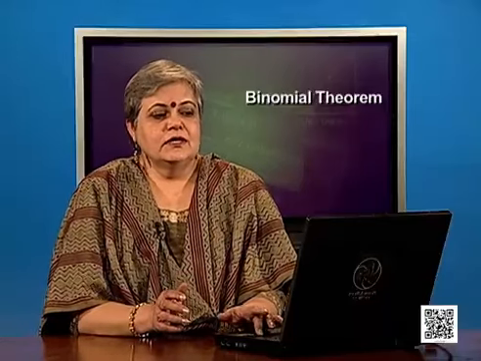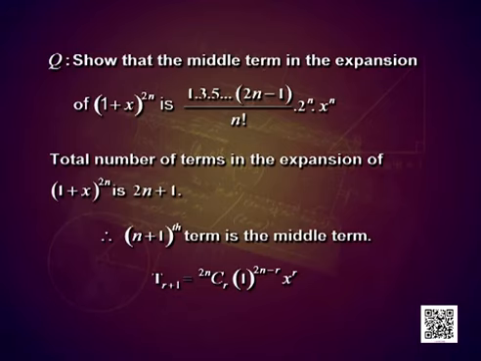We have of course T r plus 1, which is 2nCr, 1 to the power 2n minus r into x to the power r. And in this case, r happens to be n, because I am looking at the n plus 1th term. So, T n plus 1 takes the value 2nCn x to the power n. Also, another thing you can appreciate about this question is that it is being done very specifically for a binomial of the form 1 plus x. So, I have not much to work with, but only the 2nCn.